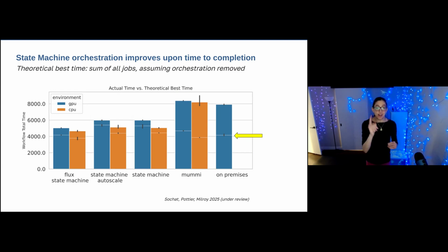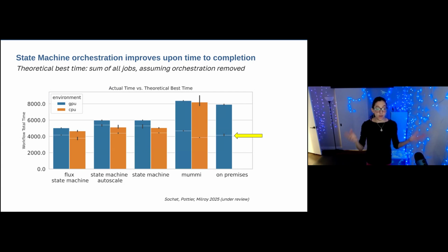Now, very importantly, this white line is the theoretical best time. We calculated this based on summing up all of the jobs that have to run. So this would be the time that the workflow would take if you removed all the orchestration. So that white line being closer to the top of the bar is better because it means that there's lower overhead. So what do we see?